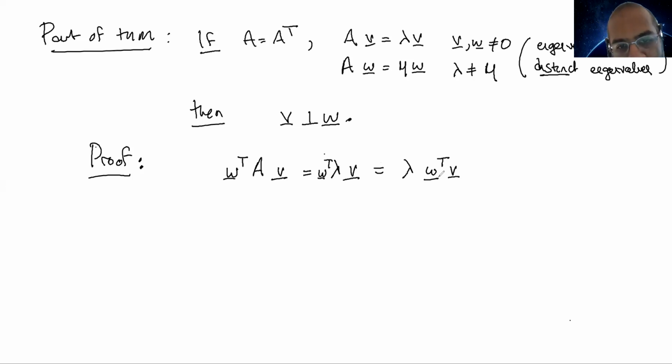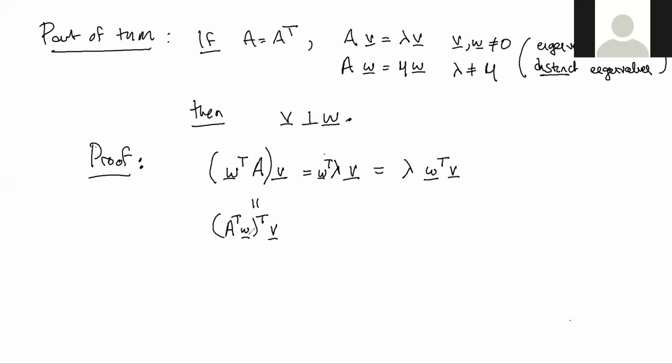On the other hand, I'm now going to do something a little sneaky. I'm going to view this as w transpose A times v. And what is this? Well, this is really (A transpose w) transpose, times v. This is the key step, right? And that's how transpose works: (AB) transpose is equal to B transpose A transpose. This just comes from a fact about transposes.